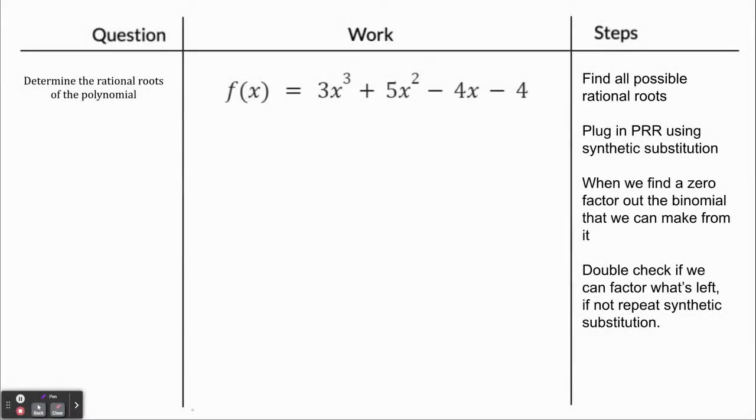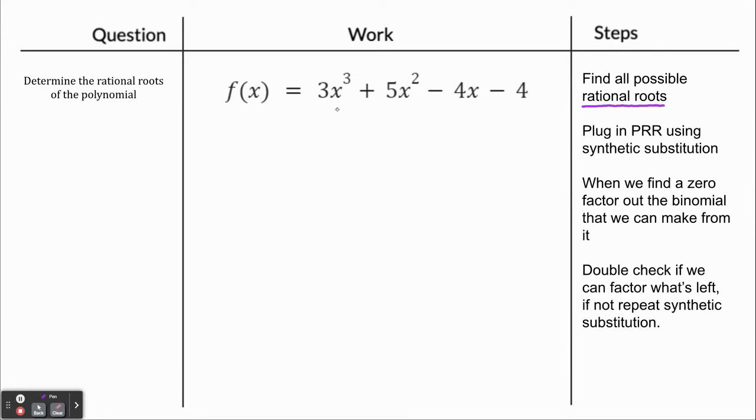Here we're asked to determine the rational roots of the polynomial. So first thing, before even we start finding possible rational roots, we want to think about all of the ways that we know how to factor to see if any of those will help us. First of all, greatest common factor, we got nothing there. Is it a quadratic? No.